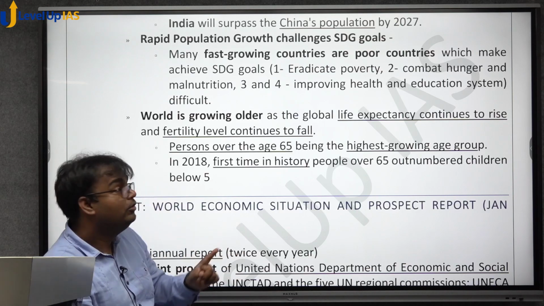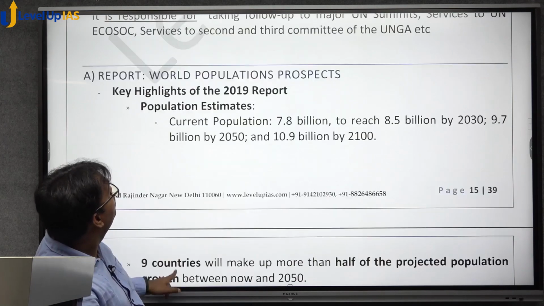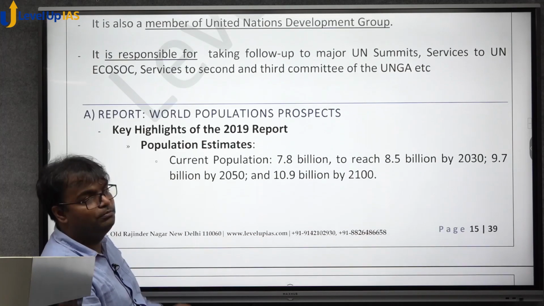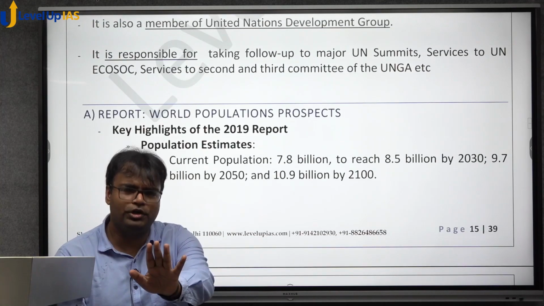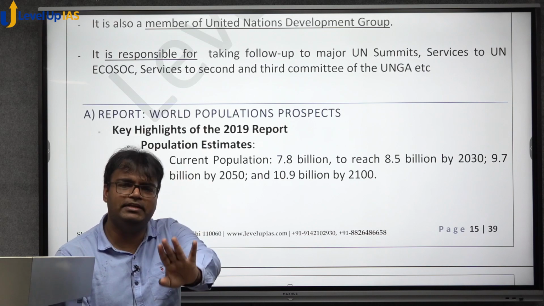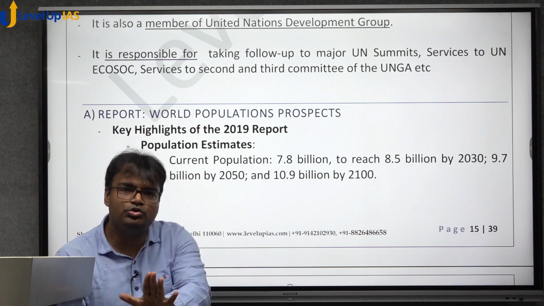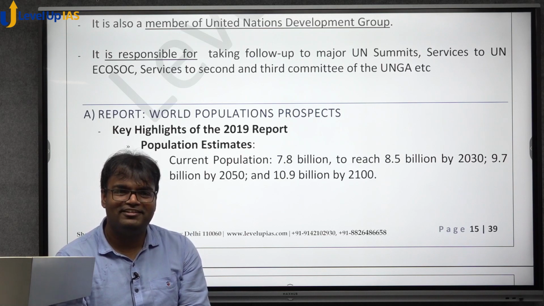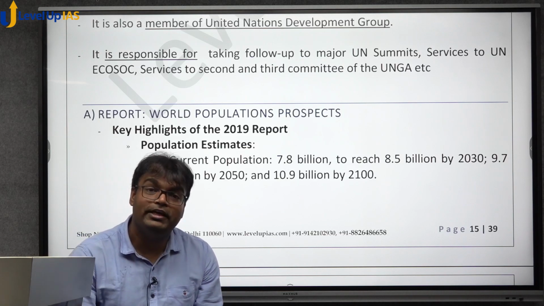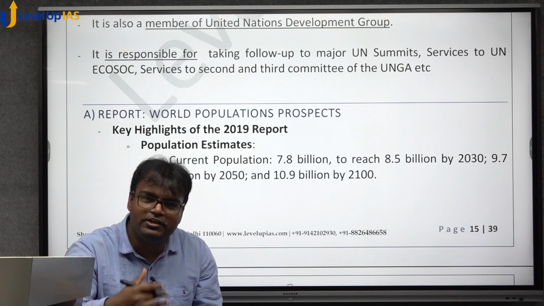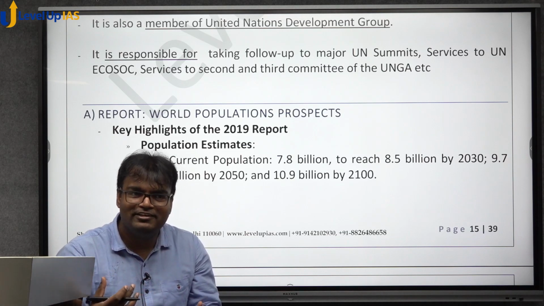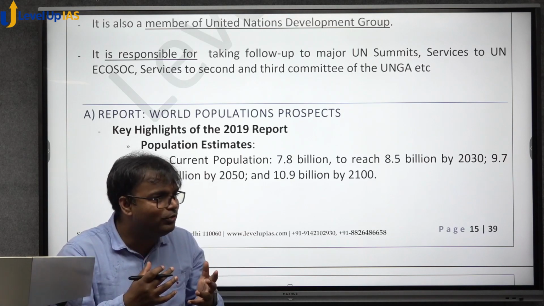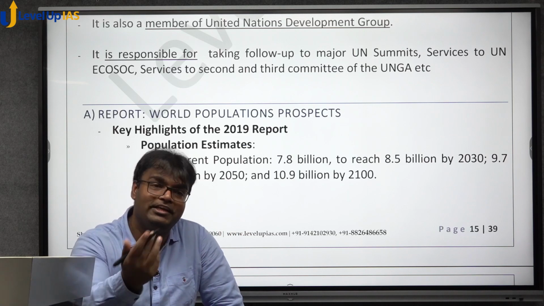So what is the name of the report? World Population Prospects. But बहुत important नहीं है report क्योंकि 2019 का है. We are in 2021. Still you should know, what is important is the data. It can help you in eliminating options, if you have read it once or twice, if you have thought about it once or twice.